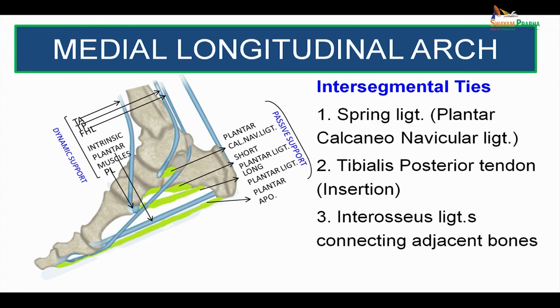Coming on to the intersegmental ties or the various structures that will hold the arch together, they are the spring ligament or plantar calcaneo-navicular ligament, the tibialis posterior tendon as it passes down for its insertion, or the various interosseous ligaments that connect the adjacent bones. So, we do have both dynamic and passive support for the maintenance of this arch.